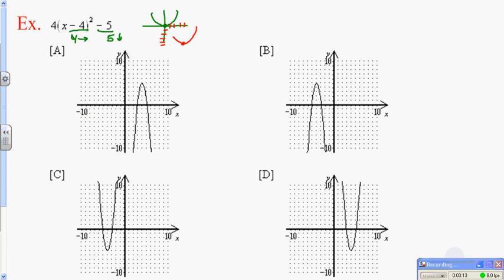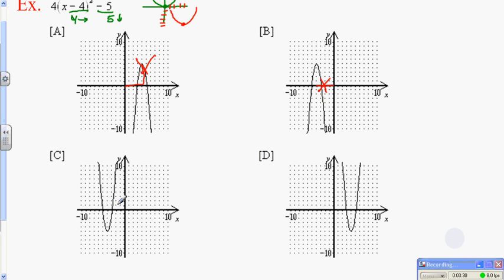So which graph looks like that? A, it moved 4 units over, but it went up. B went 1, 2, 3, 4 units to the left. C went 4 units to the left. And D went 4 units to the right, 5 units down. There is the vertex, and it is narrower because of the 4. D is right.